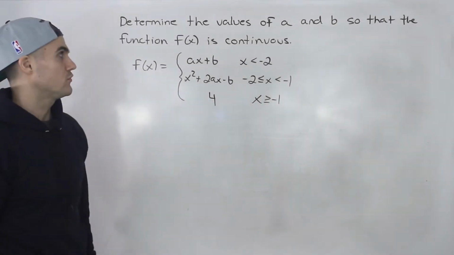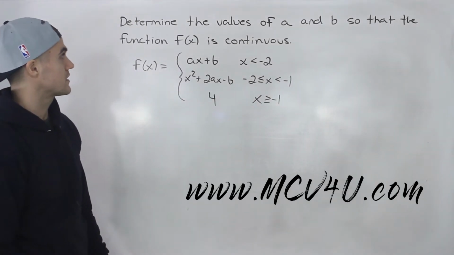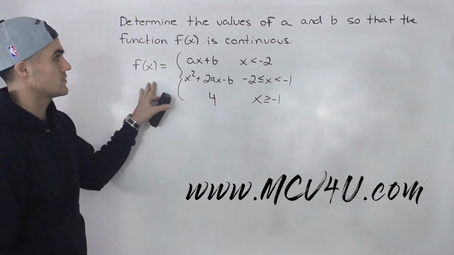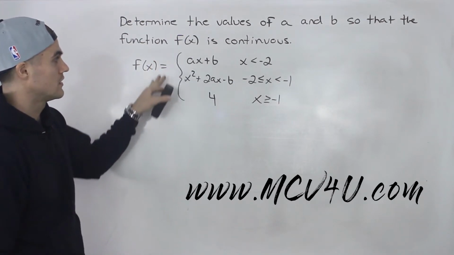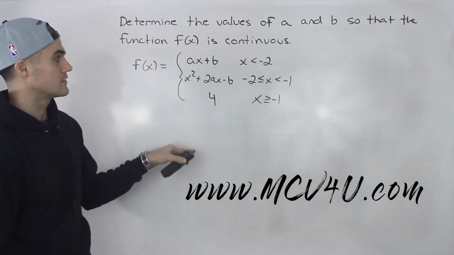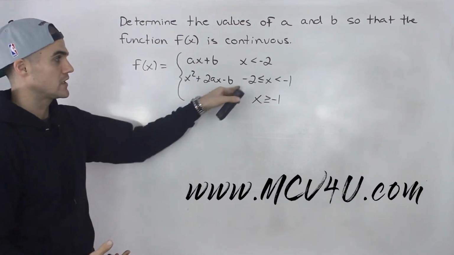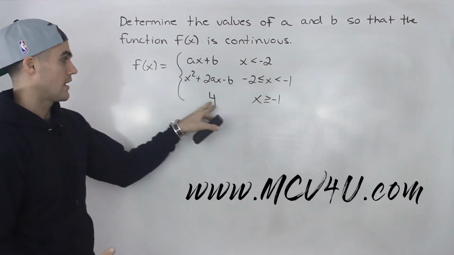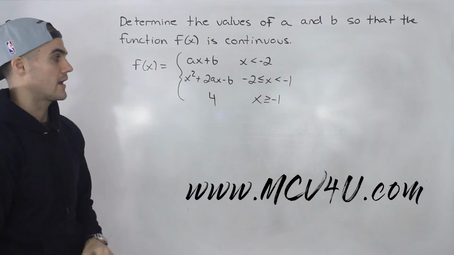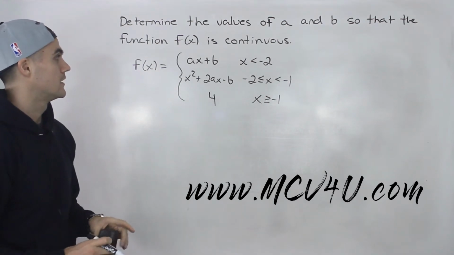Welcome back, everybody. Moving on to another question. We have to determine the values of a and b so that the function f of x is continuous. So we got a piecewise function, three pieces to it. So ax plus b when x is less than -2, x squared plus 2ax minus b when x is between -2 and -1, and 4 when x is greater than or equal to -1.